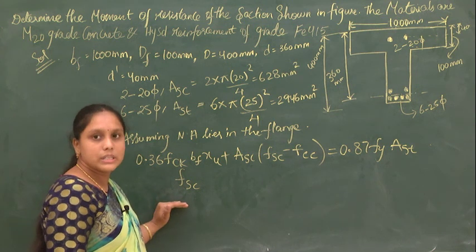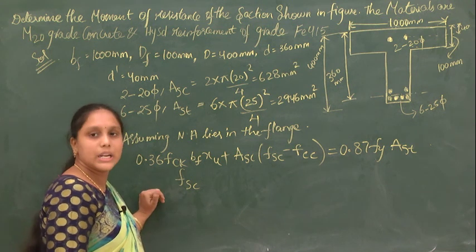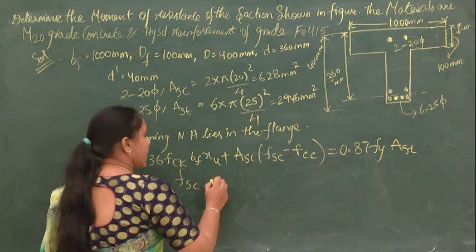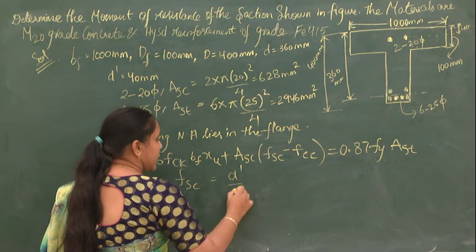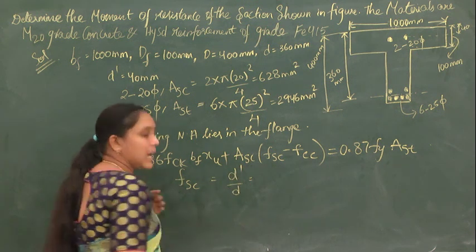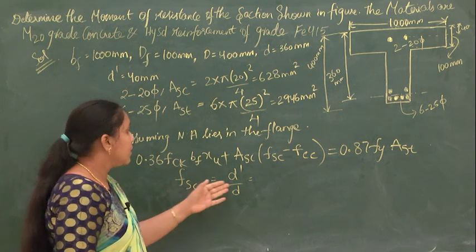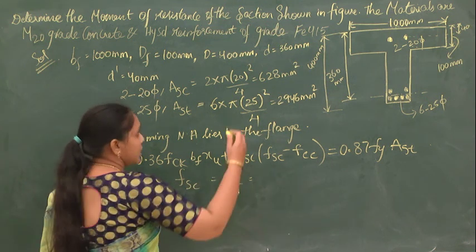We have already discussed in doubly reinforced beams how we will calculate the FSC. Here is one way. From the D dash by D value, you can calculate the FSC. So what is the D dash given here in this particular question?